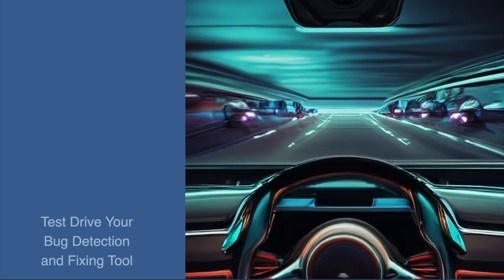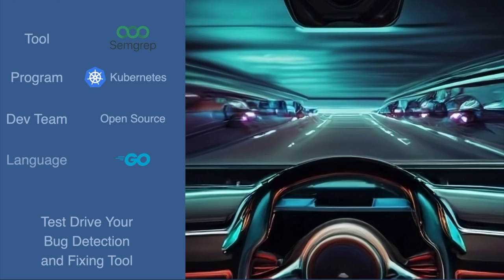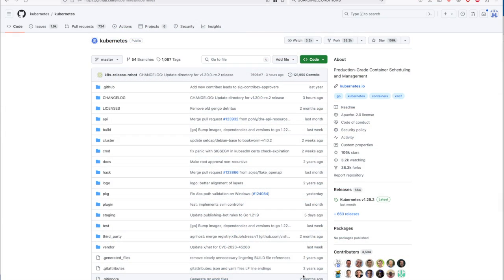Today I'll be test driving Semgrep to understand its bug detection capability for Golang. I'll be running Semgrep on Kubernetes, which is the most well-known open source Go application that's out there. Kubernetes is maintained in GitHub.